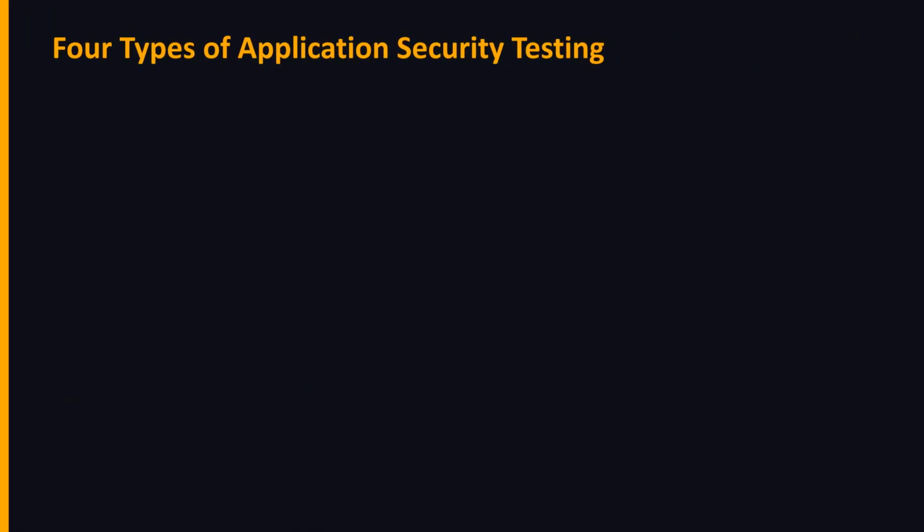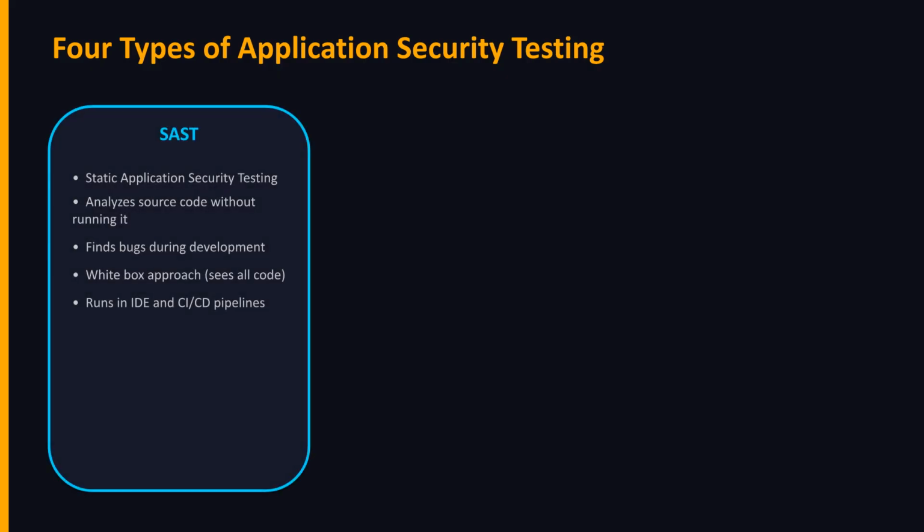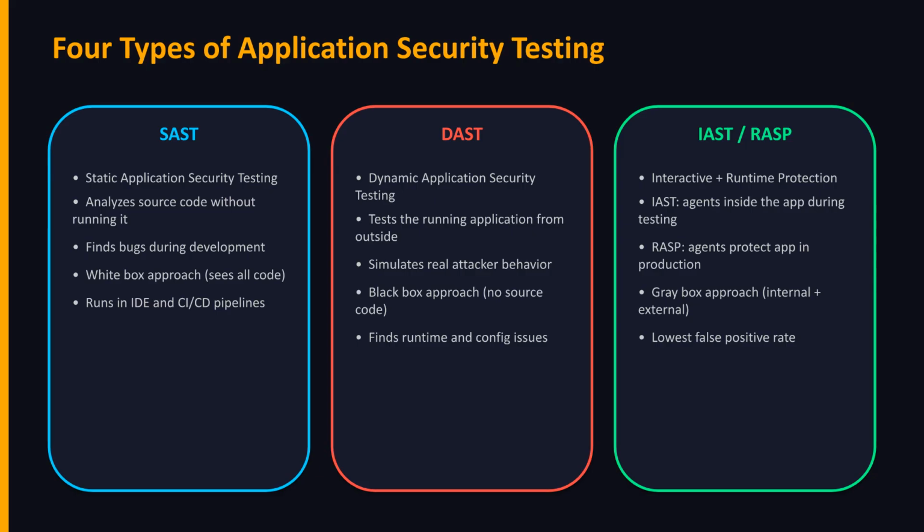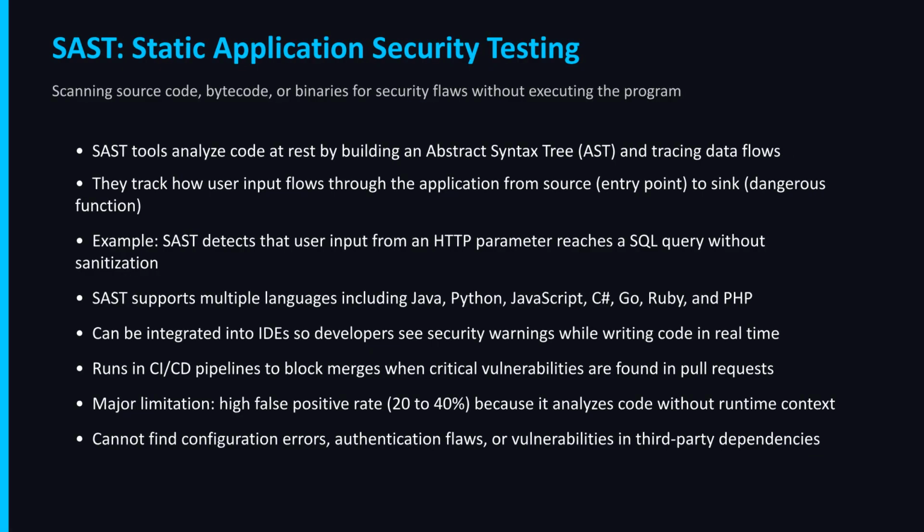We categorize testing into four main types: SAST for static code analysis, DAST for dynamic runtime testing, and IAST or RASP, which provide interactive analysis and runtime protection respectively. SAST, or Static Application Security Testing, scans your source code for flaws without executing the program. It integrates directly into developer IDEs and CI/CD pipelines, making it an excellent way to catch vulnerabilities early, though it can have a high false positive rate.